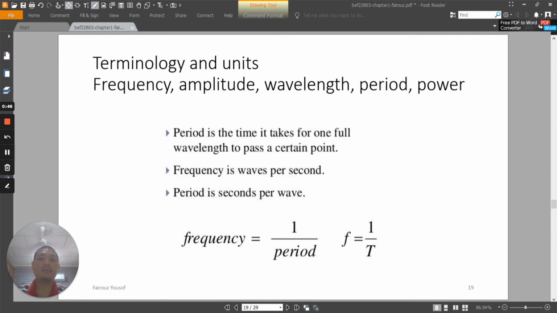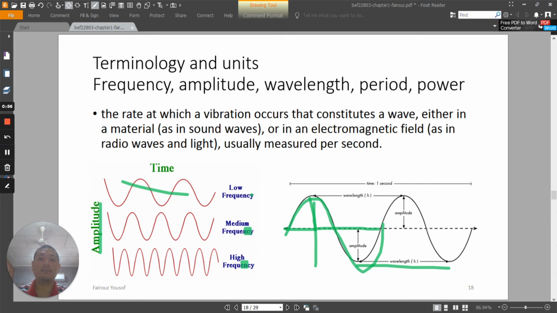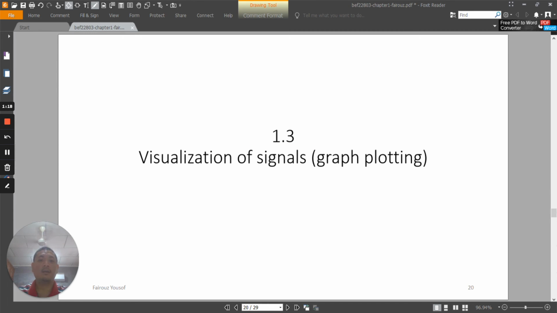So period is the time it takes for one full wavelength to pass a certain point. Frequency is wave per second. Period is seconds per wave. Although this looks simple, you have seen this many times every semester, even every week possibly, but it's surprising that later on during the test, during the quiz, students still make this kind of mistake. Never mind, that's just to recall.